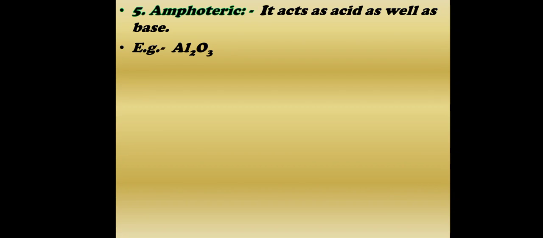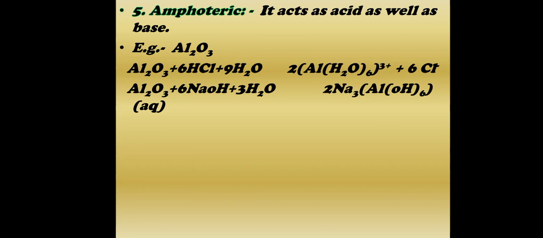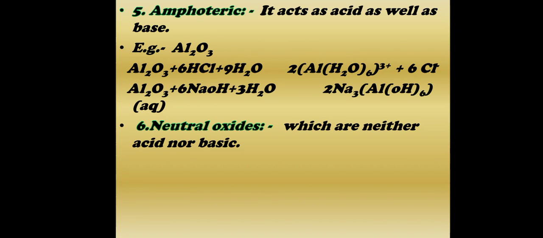We are talking about amphoteric oxide, that means one which reacts with acid as well as base. Aluminum oxide, if it reacts with HCl, will give you [Al(H2O)6]3+, or if it reacts with NaOH, sodium hydroxide, it gives Na3[Al(OH)6]. So it can react with acid as well as base, indicating its amphoteric nature.